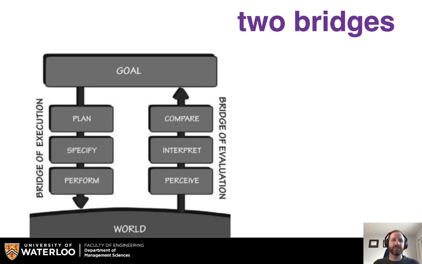For the bridge of execution, you can plan, specify, and perform an action that you send out to the world, and then there will be a reaction in the world, and you'll perceive, interpret, and then compare that to what your original goal was. And this is a way to formalize how we interact with the system. Again, all of this is in the context of an interactive system or interacting with an environment. As we interact, we make actions, and then the world responds possibly with actions, and that's how it's interactive.